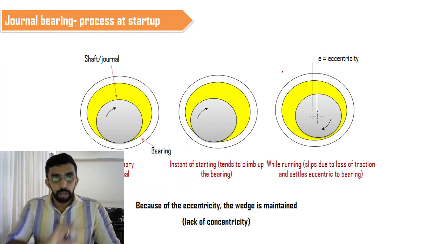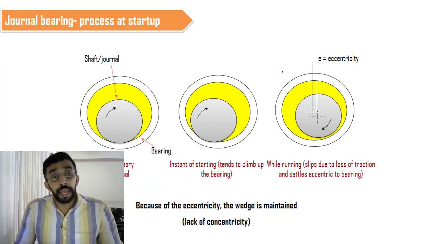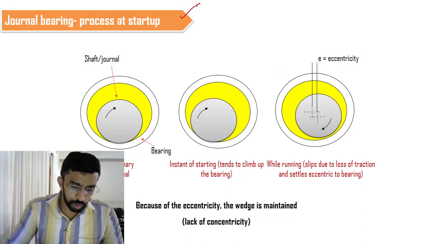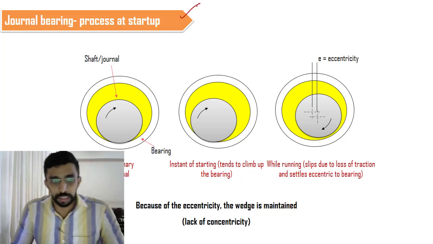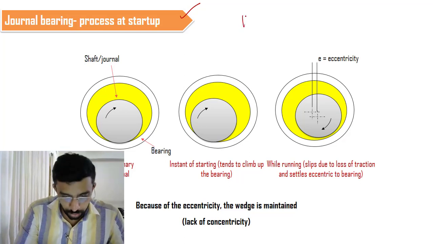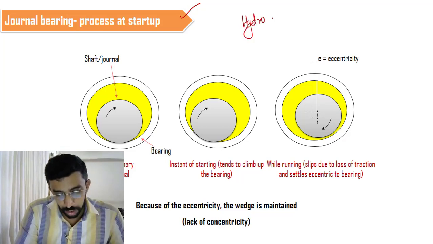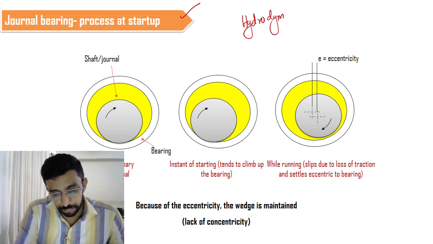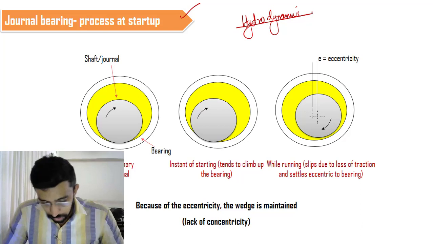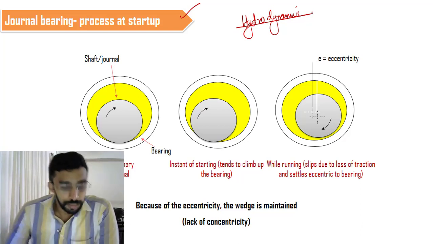So let's see how this bearing action takes place. It's a very important thing. Journal bearing, the process at startup. This is a very important question. Here I am going to explain what exactly is the hydrodynamic action. With these three sketches you can easily understand.